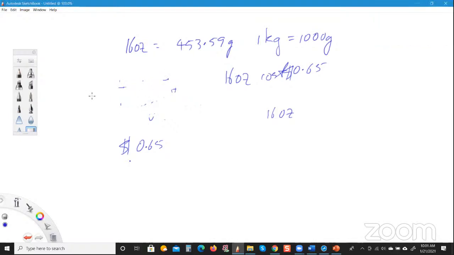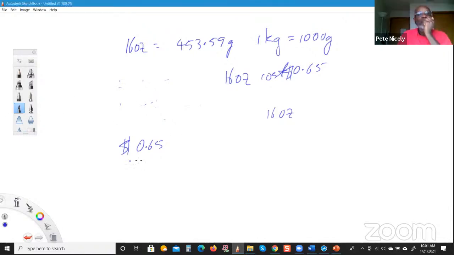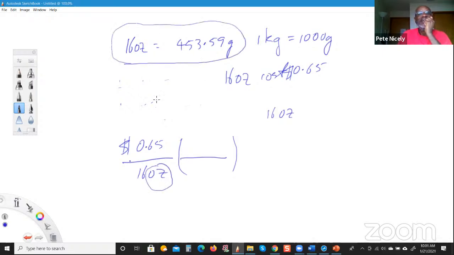Okay. Since we're stalling a bit, let me give you a little push. What I would do is first find out the cost per ounce. So it's 65 cents over 16 ounces, right? That's the first thing. Then, since I want to find the cost per gram, I would find some way of converting the ounce unit to the gram unit. And that goes back to this relationship right here, right?